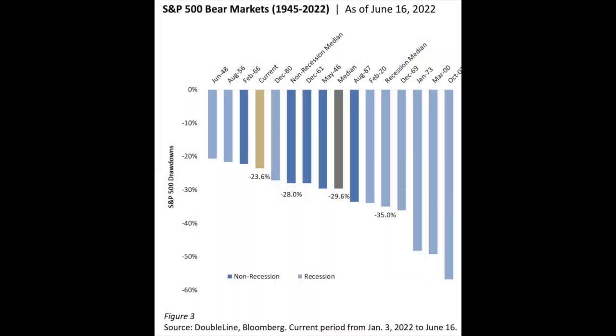Obviously, if you look at this chart, this is a measure of the S&P 500 bear market. So currently we're only at 23.6% compared to all the others. The non-recession mean was 28%. The recession mean was 35%. So there is more room down to go. All I'm saying is that since the market is pricing in inflation, there could be a nice relief rally here for risk assets. And I would call that potentially a sucker's rally.